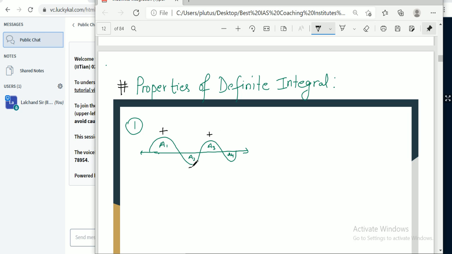This area is negative area, and this area is negative. Let's say this curve is some f(x). This point is a and this final point is b. So if we calculate the integral a to b f(x) dx, then that will be equal to A1 minus A2 plus A3 minus A4.